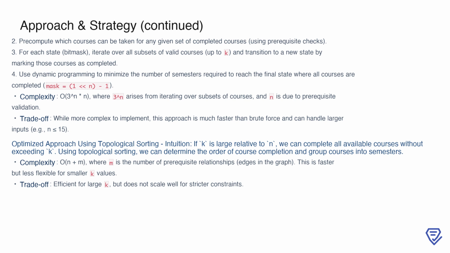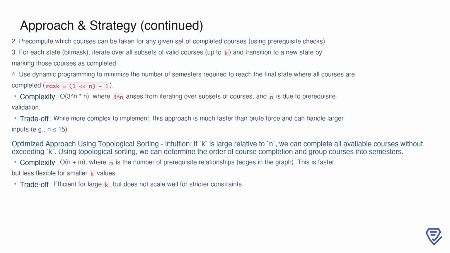Using dynamic programming, we maintain a table dp[mask] to store the minimum number of semesters required to reach each state. The goal is to minimize the number of transitions needed to reach the final state, where all courses are completed, represented by the bitmask (1<<n)-1. In terms of complexity, this approach involves 3^n * n operations, where 3^n accounts for iterating over subsets of courses, and the factor of n arises from validating prerequisites. While this is significantly more efficient than brute force, it still requires careful management of state transitions.